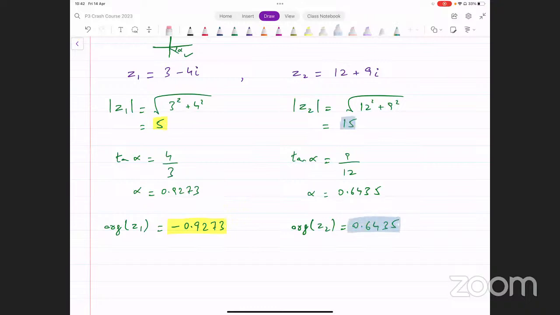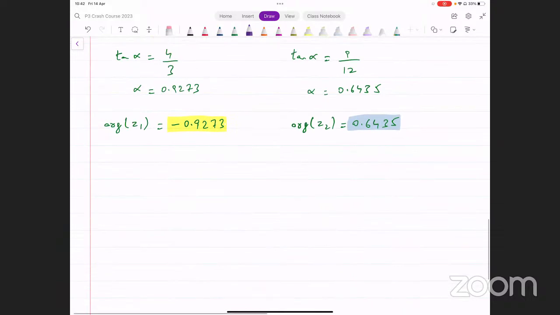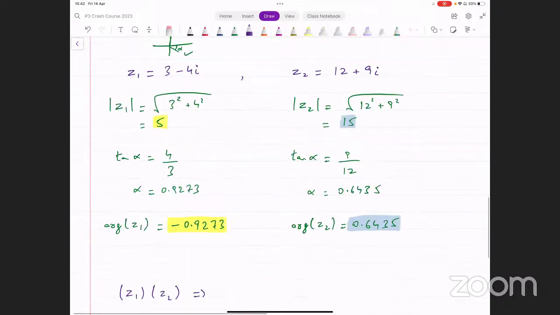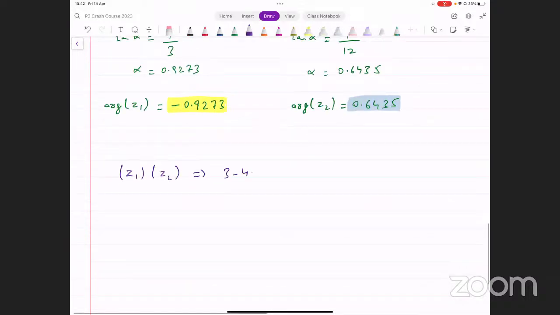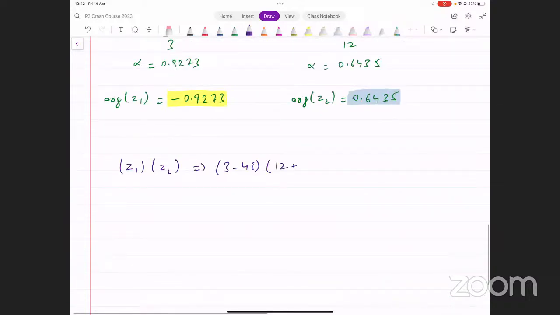Now what we can do is we can find the product of these two complex numbers. Let's find Z1 and Z2. Z1 multiplied by Z2. Let's evaluate that. Let's see what that turns out to be. 3 minus 4 iota. That's the first complex number. And 12 plus 9 iota. This is the second complex number.